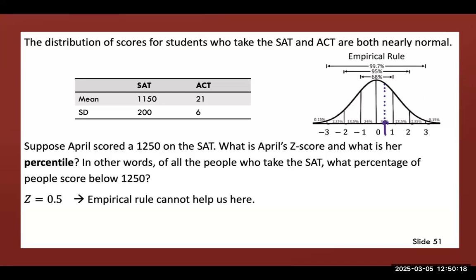When Z is equal to 0, that is the 50th percentile, because 50% of the graph is to the left. When Z is equal to 1, that is the 84th percentile, because it's 50 plus 34, or 84%. So we know that her percentile is somewhere between the 50th percentile and the 84th percentile. We don't know exactly what number it is, but we have a range.